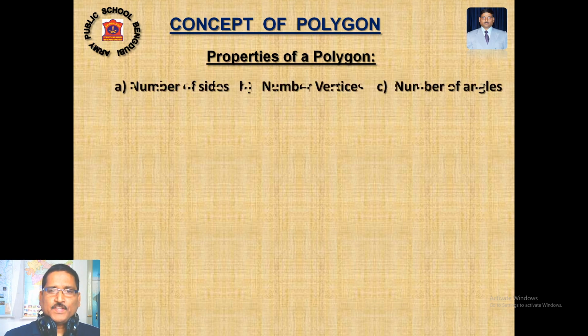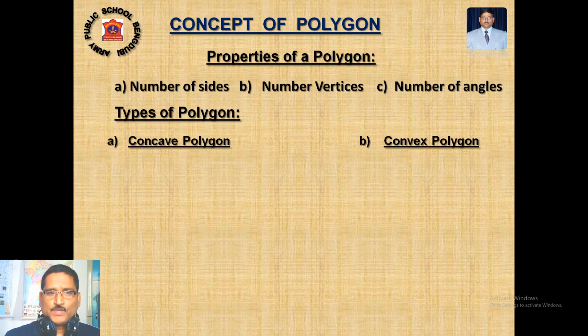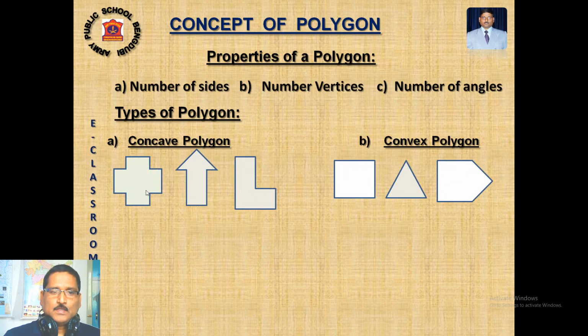What are the properties of a polygon? Properties of a polygon basically depend on the number of its sides, number of vertices and number of angles. On the basis of this, polygons are categorized mainly into two types. One is concave polygon, another is convex polygon. You see here, these three shapes are concave polygons and these three shapes are convex polygons.